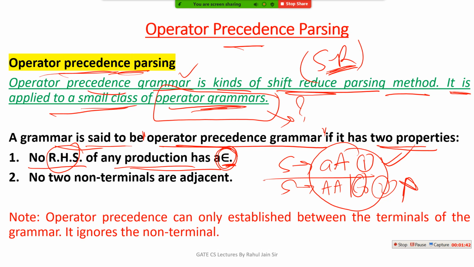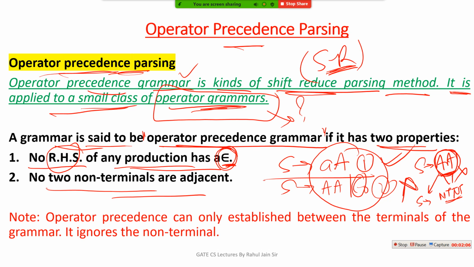Now rule number 2 is that no two non-terminals are adjacent. If I write S derives AA, here you will observe two non-terminals are adjacent. That is why it is not an operator grammar. To make this grammar an operator precedence grammar, no two non-terminals should be adjacent. I will tell you how to create an operator precedence grammar with a practical example, so that you can learn it better and solve it on your own.